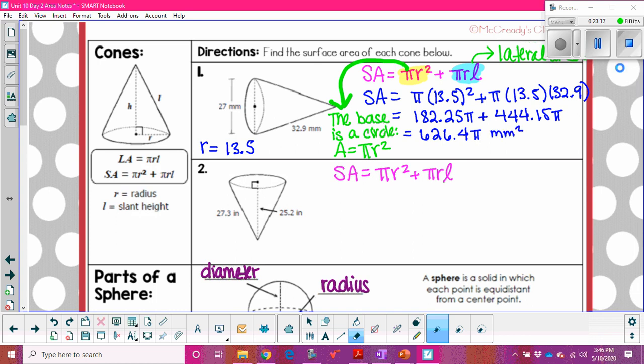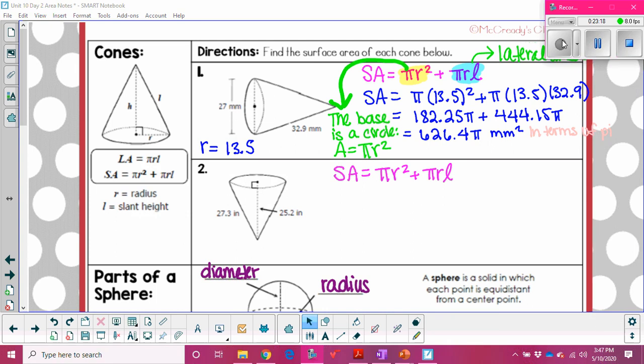So that is in terms of pi. Now we can do a decimal, so we just round to the nearest hundredth. If you put this in your calculator using the pi button, your approximate answer is 1,967.89 millimeters squared. Pause the video and work number 2.